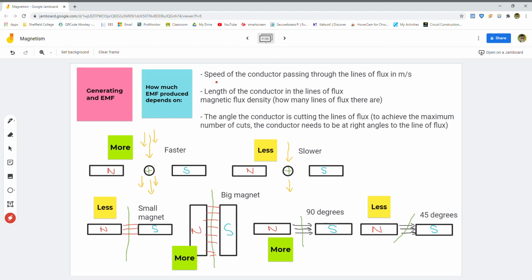So to ensure we produce more EMF, we want it to go faster, we want more of it to be in the magnetic field, and we want it to be at 90 degrees.